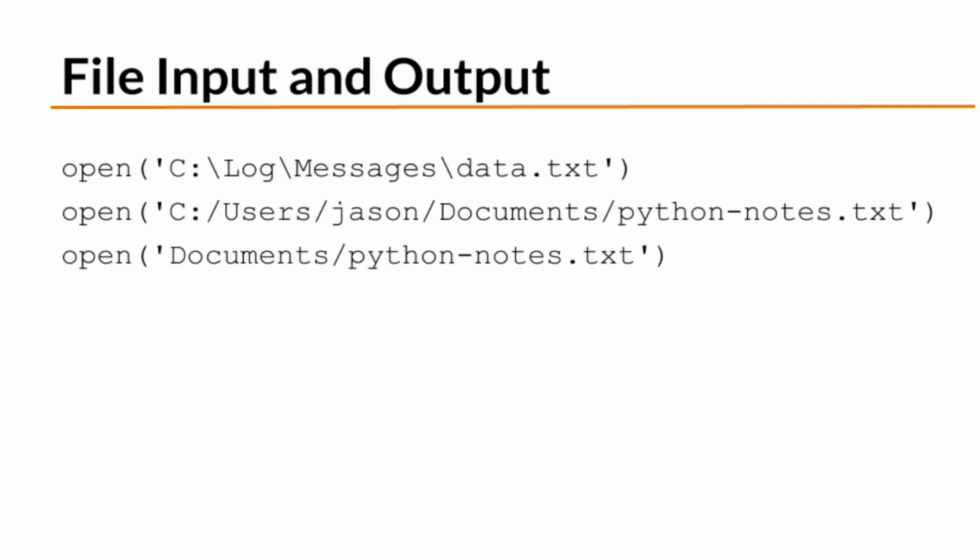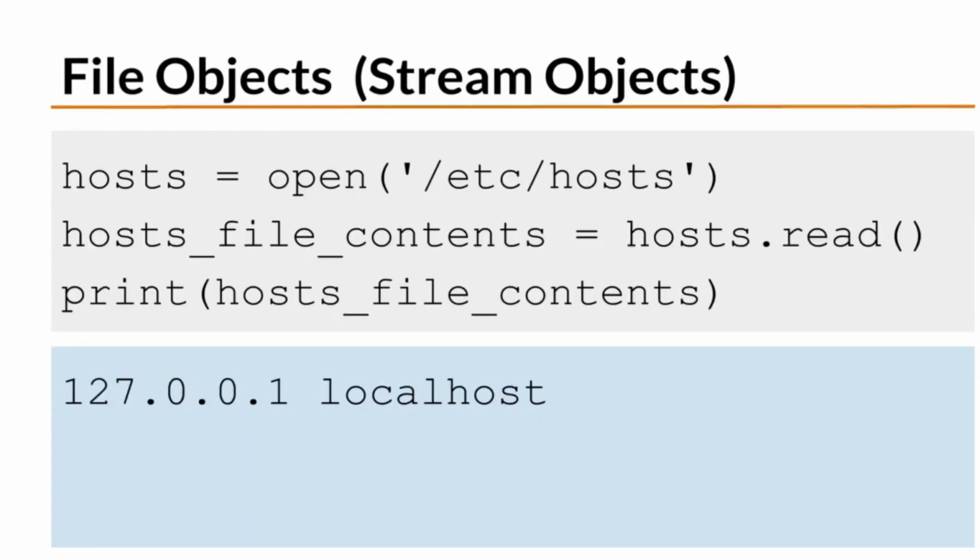An example would be c:/users/JSON/documents/python-notes.txt. Finally, on your screen, we show an example of using a relative path using /. Here we pass in documents/python-notes.txt to the open method. The open function returns a file object, sometimes referred to as a stream object, which can be used to perform operations on the file passed to the open function.